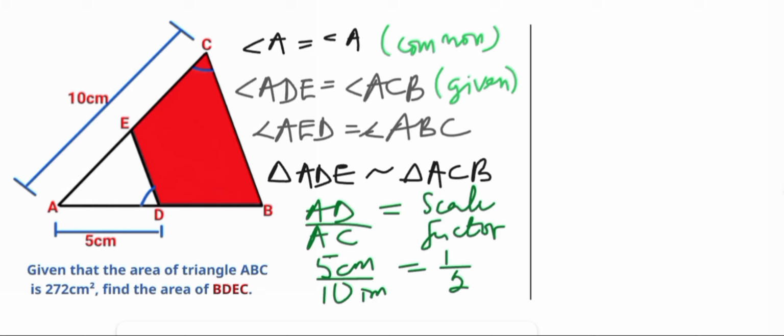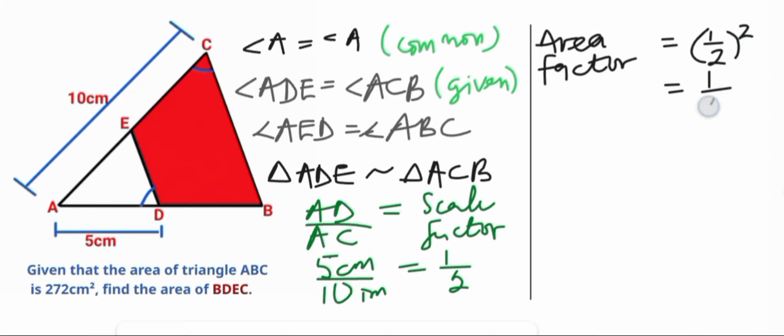From the linear scale factor, we can then find the area factor. That is the ratio of the areas. And this is always the square of the linear factor or the scale factor. So it's going to be, in this case, the square of half. That is 1 over 4. This tells us that the smaller triangle is having an area which is a quarter of the area of the bigger triangle. That is, the area of the bigger triangle is 4 times the area of the smaller one. And therefore, from here, we can actually calculate the area of the smaller triangle.